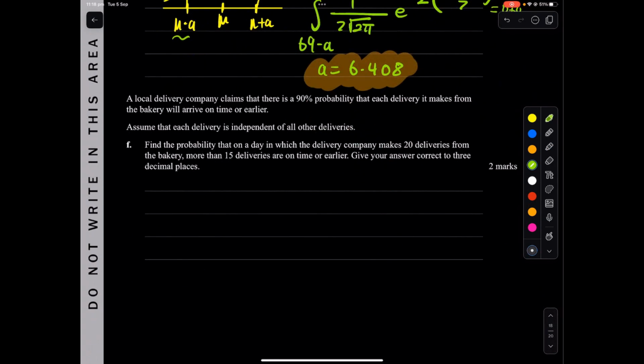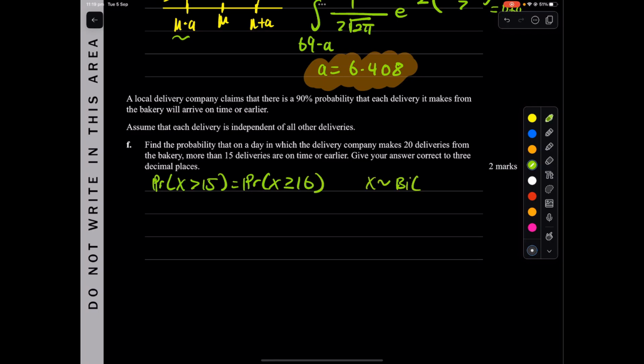A local delivery company claims that there is a 90% probability that each delivery made for the bakery will arrive on time or earlier. Assume that each delivery is independent of the others, so it's a binomial distribution. Find the probability that on a day in which the delivery company makes 20 deliveries for the bakery, more than 15 deliveries are on time or earlier. So we want the probability that X is greater than or equal to 16. X is binomially distributed, where 20 deliveries are made and the probability of success is 0.9, and we want more than 15.